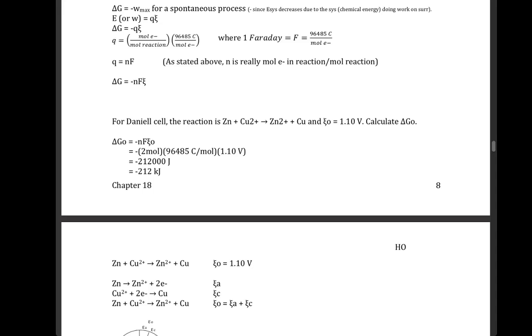Now realize that n is technically moles of electrons per mole of reaction. So we have the moles of electron part canceling out, and we get that delta G naught, standard conditions, is equal to negative 212,000 joules, or negative 212 kilojoules.